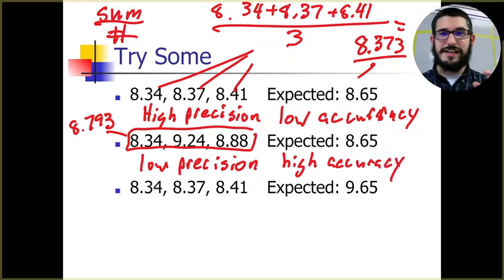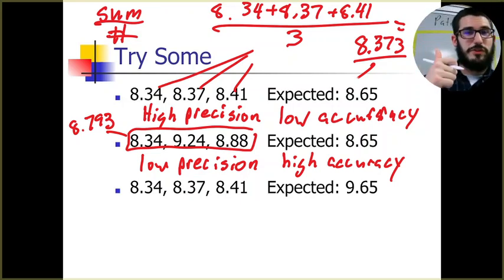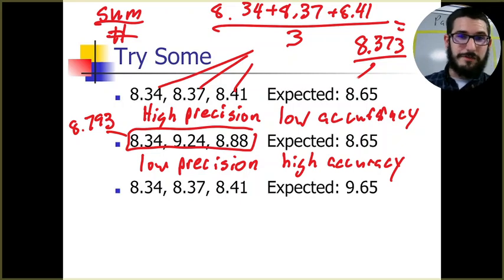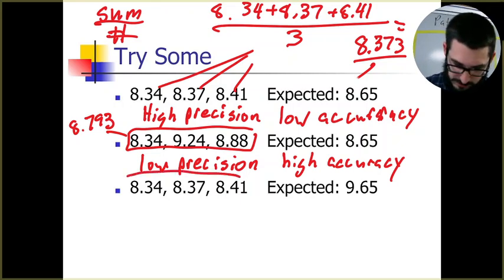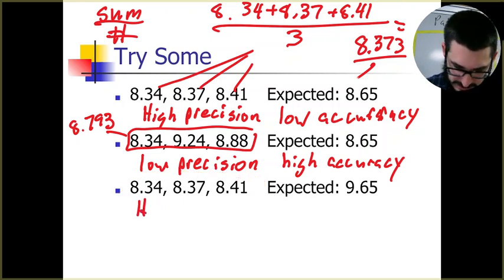Okay, then this last one, go ahead and see if you can make a prediction, calculate that out and see whether you think these are precise and whether you think these are accurate. All right, now that you've got that figured out, we look at the numbers themselves. Are they close to each other? Yes, they are, just like in the first one, so high precision.